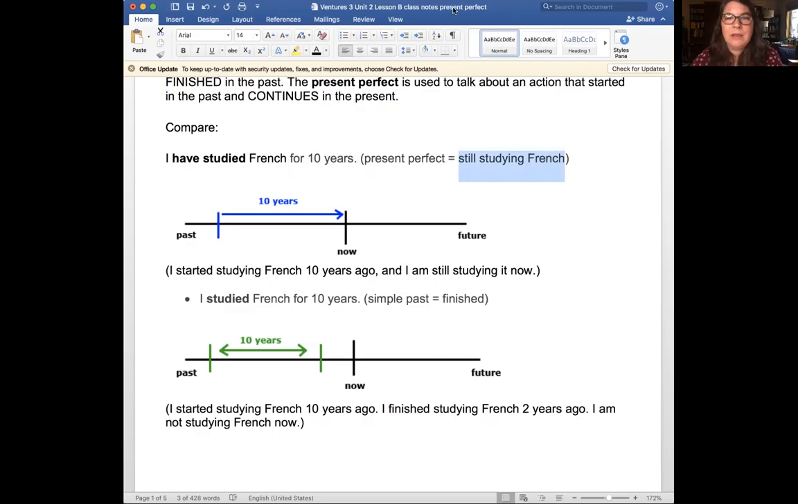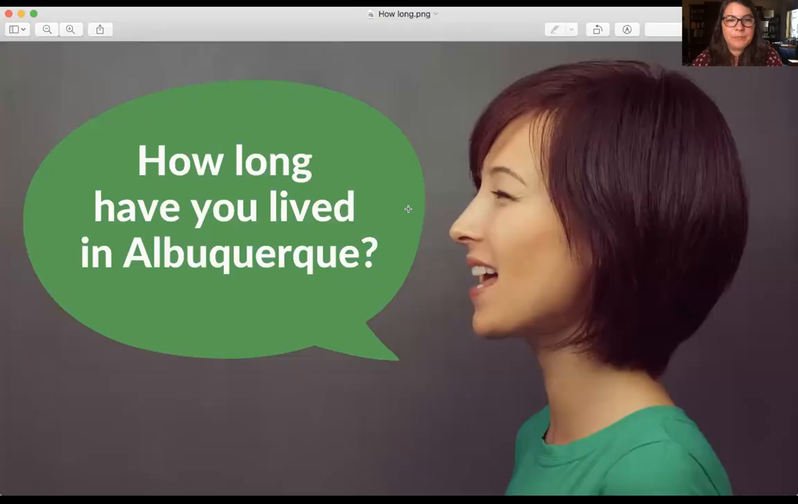Super important. And if you go back to this question, how long have you lived in Albuquerque? Do you still live in Albuquerque? Yes. Then you would answer, I have lived in Albuquerque for 2 years. Or you can say, now I live in Florida. I lived in Albuquerque for 2 years, but in the past. Okay? So let's go back to this just for a moment.